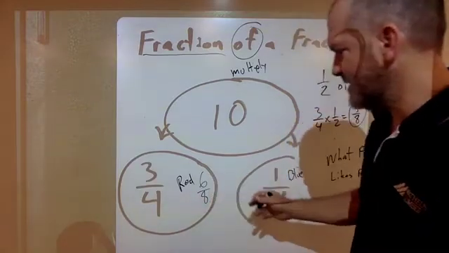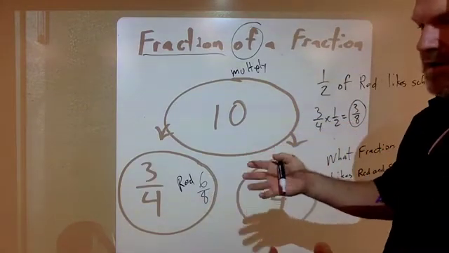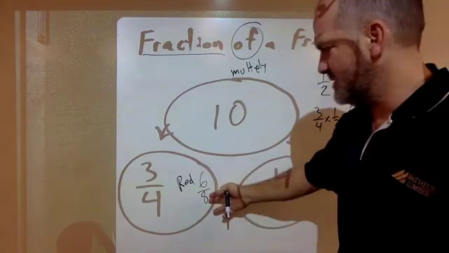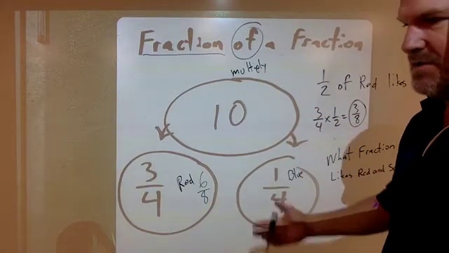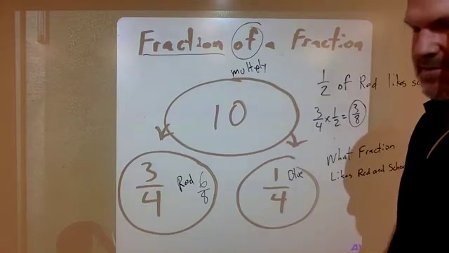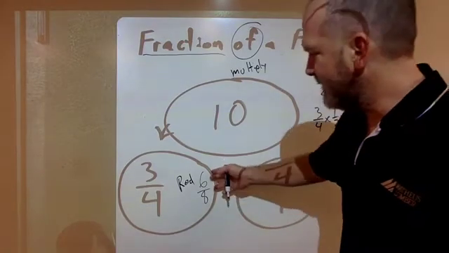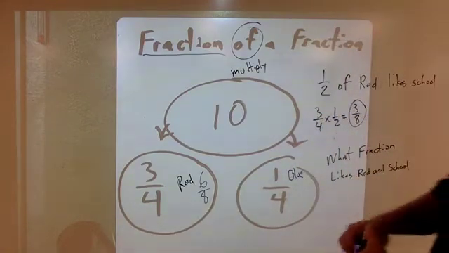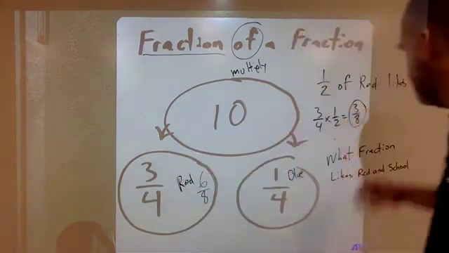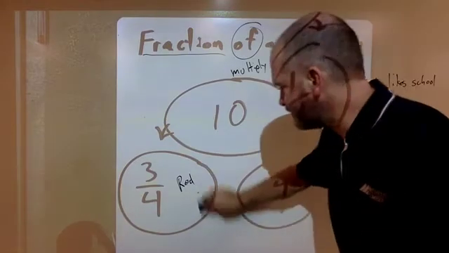So half of 6/8: if you have a pizza and there's 6 pieces left, there were 8 pieces to begin with, there's 6 left because somebody ate 2, and you take half of what's remaining, you're going to take 3, half of 6. So half of 6/8 is 3/8, and that was our answer. Half of the red, half of the 3/4 is 3/8.